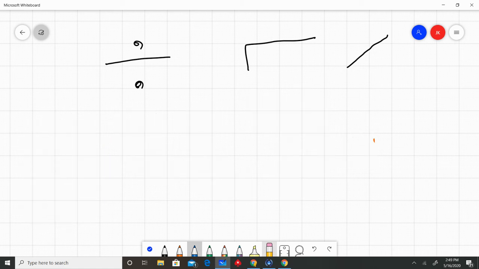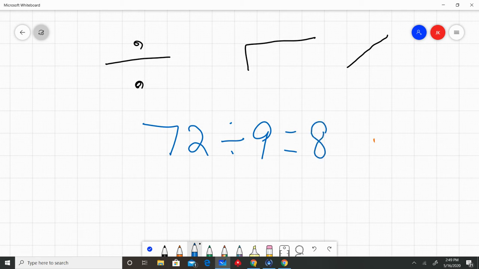Okay, now let's try a larger number. Let's say we have 72 divided by 9. Well, this is sometimes where we get tricky, right? Sometimes our division gets a little confusing, which is why multiplication can help me. What do I multiply by 9 to get 72? Hopefully you said 8. So if 9 times 8 equals 72, 72 divided by 9 is going to give me 8.